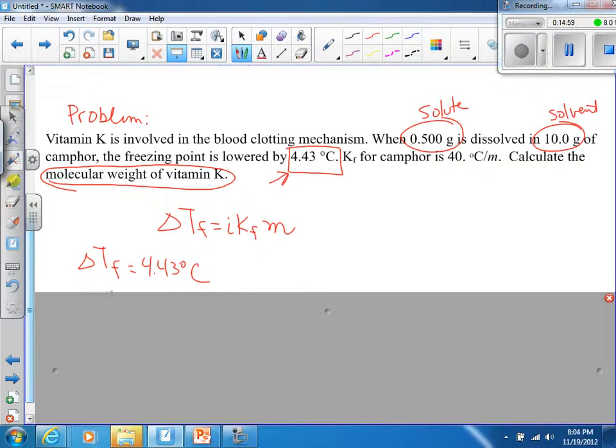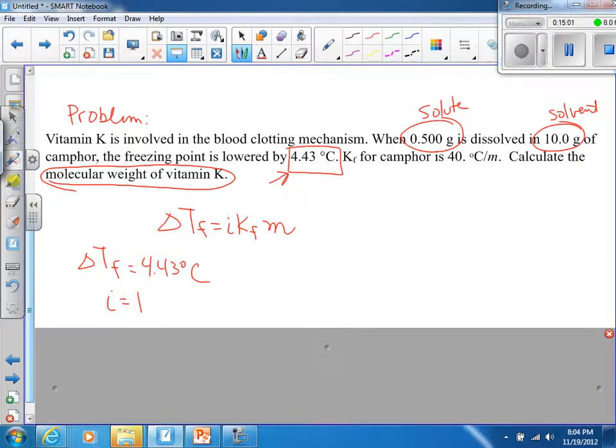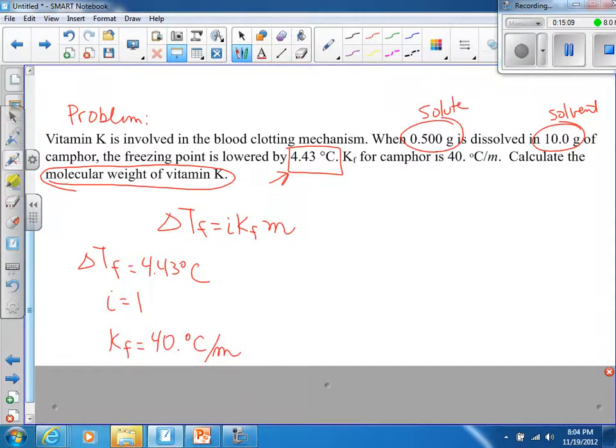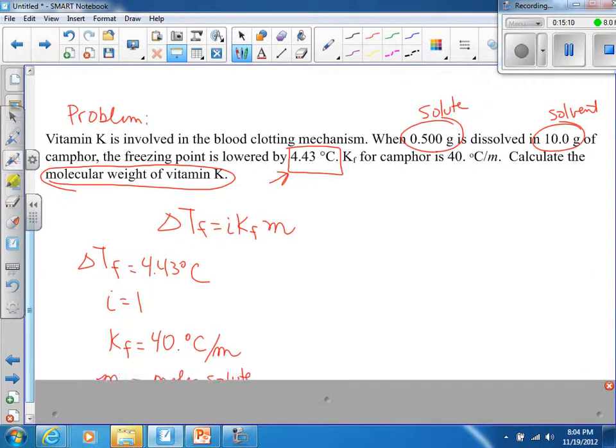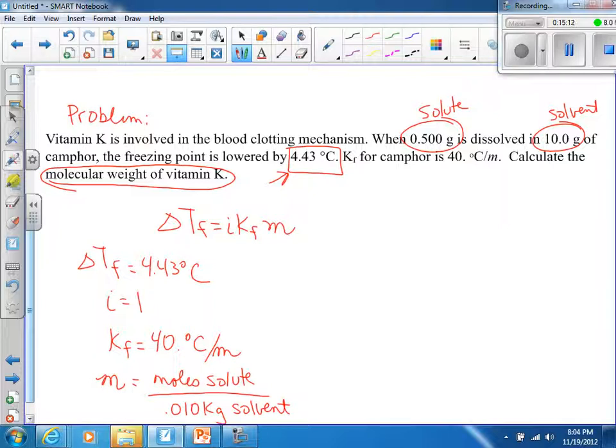So let's write down everything we know. I is 1 because we assume I is 1 unless we're told that we have an ionic compound. We weren't told that. We're just going to assume I is 1. Freezing point depression constant is given to you. And the molality is your moles of solute per kilogram of solvent, which is 0.010 kilograms of solvent because we had 10 grams. And we have to convert to kilograms. So now we're going to plug everything into our freezing point depression equation and solve for moles of solute.